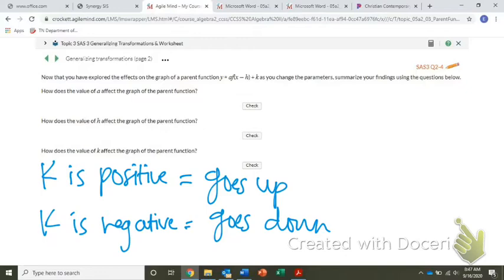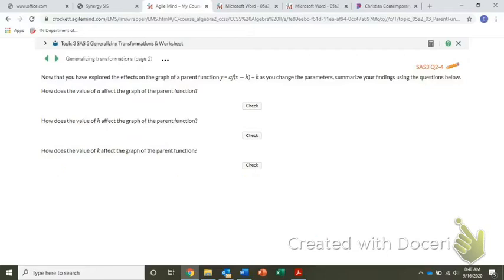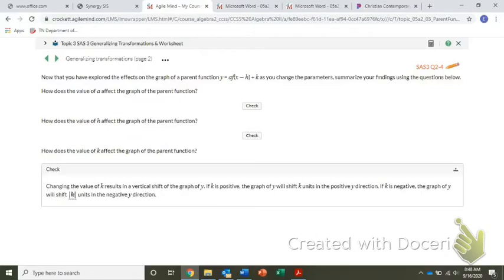All right. I'm going to hit check, and it's going to tell me the same thing. If K is positive, the graph will shift K units in the positive Y direction. So it's just moving up that Y-axis. If K is negative, the graph of Y will shift K units in the negative direction. So it will go down. All right. That was for number 4.